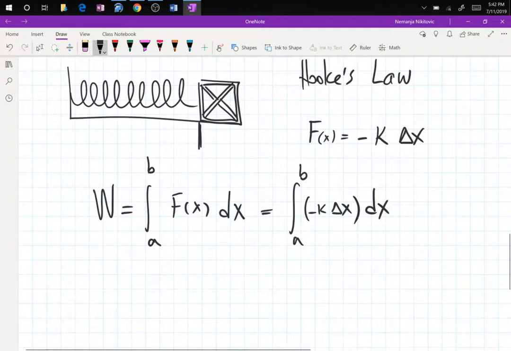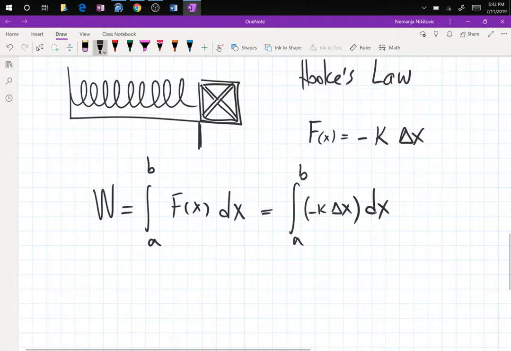So what do I have now? I'm going to have a spring that has a certain stiffness, which I'm going to calculate. And then we're going to calculate how much work needs to be done for that spring to move things around.